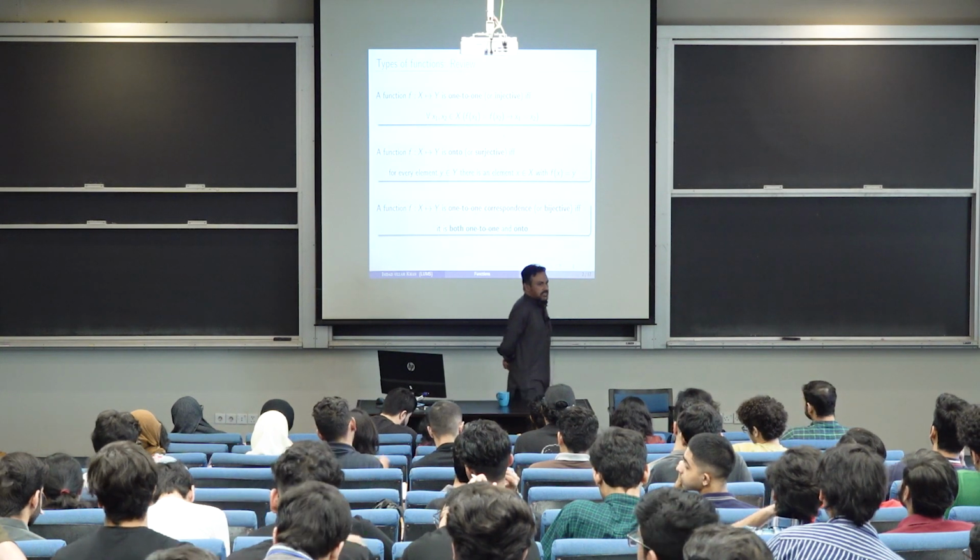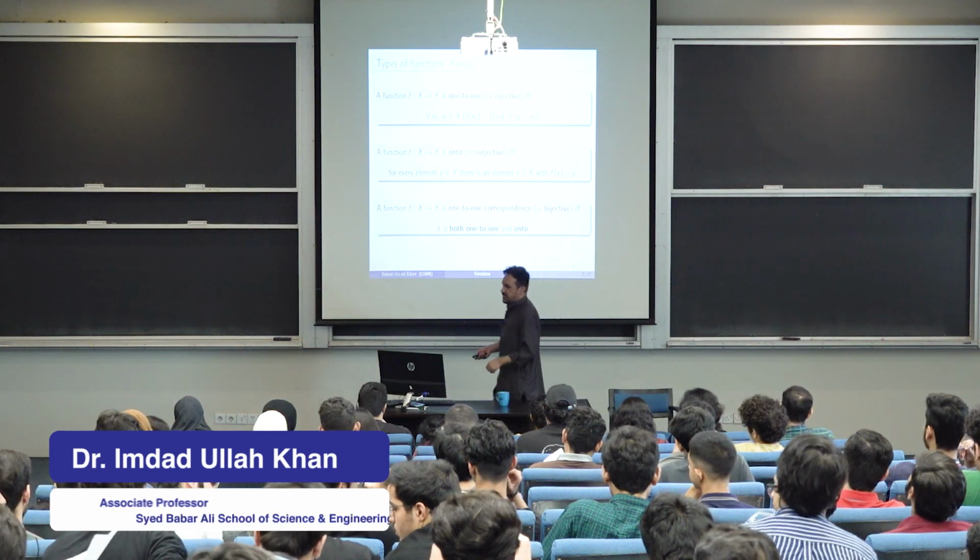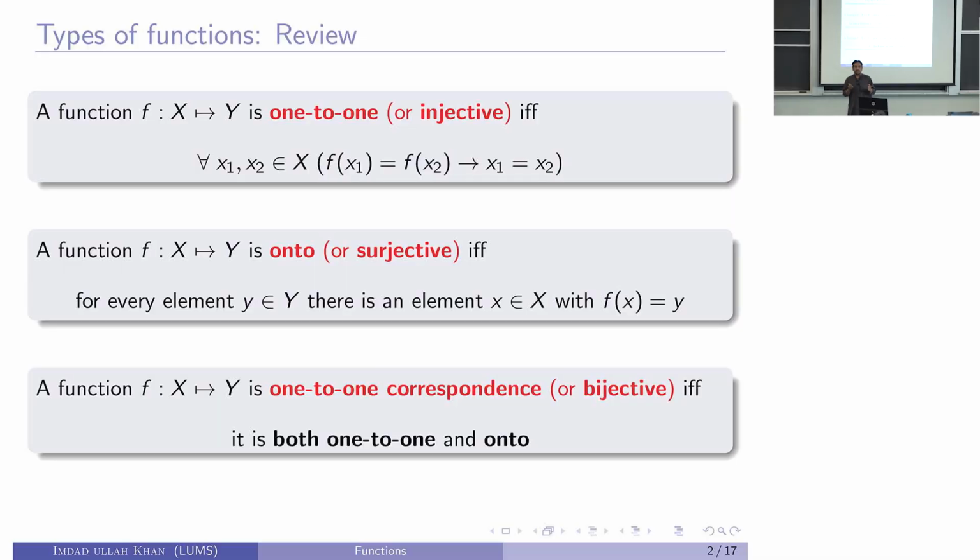So we talked about what is a function, what is not a function, and the associated terminology: domain, codomain, range, image, pre-images. We talked about types of functions. We said a function is injective or one-to-one if every element of the domain gets a unique image, and a function is onto, or surjective, if every element of the codomain is the image of something, is assigned to something. Okay? And a function is a bijective function, bijection, or one-to-one correspondence if it is both one-to-one and onto.